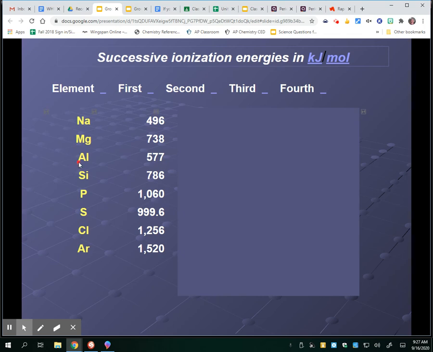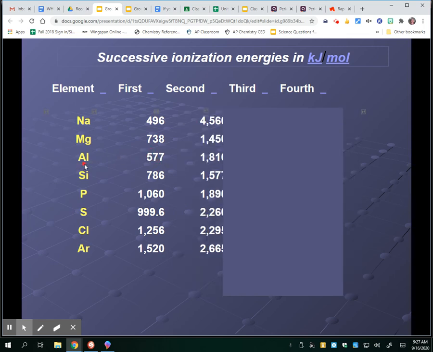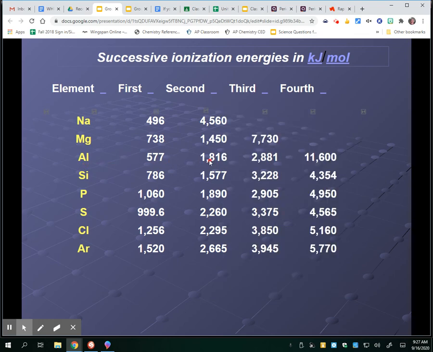Aluminum has a certain ionization energy for removing that first electron. When I go to remove the second electron, it requires more energy. The third electron is going to require even more energy. And then you have this huge number. So we went from 500 to like 1,800 to 2,800 to 11,000. That is a huge jump between the third and the fourth ionization energies.